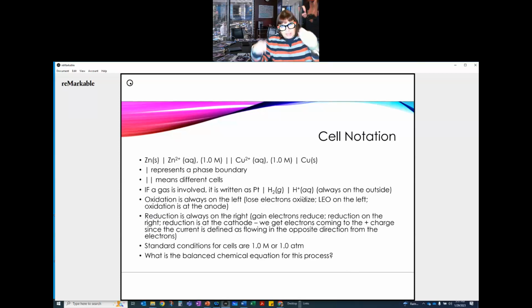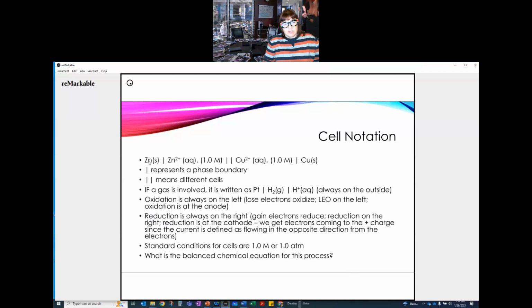So I don't always want to have to draw the picture of the cell. It's a lot to deal with. And there's a lot of information in there that really becomes important as we move forward. So we need to know what the metal is at the anode, and what the metal is at the cathode. We need to know the solution in the oxidation cell and the solution in the reduction cell. We need to know what those concentrations are. And one of the ways that we do that is with a thing called a cell notation.